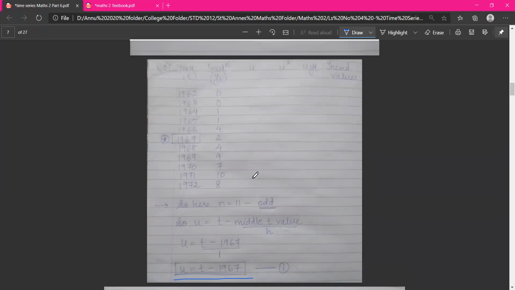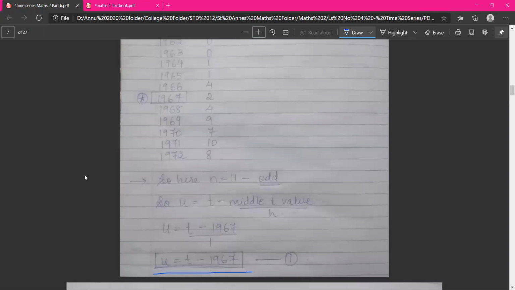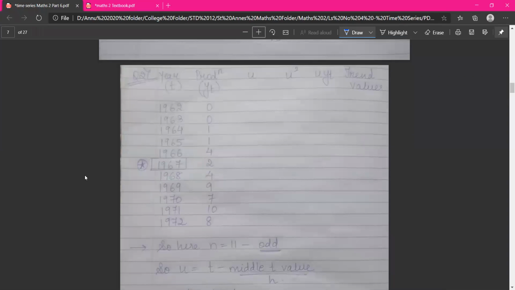So as you saw class, this working you have to do below the table. So table के नीचे आपने ये working करनी है. Now when I'm talking about table, in the table there are total 4 more columns which you have to make.